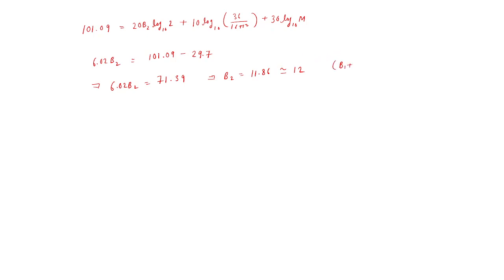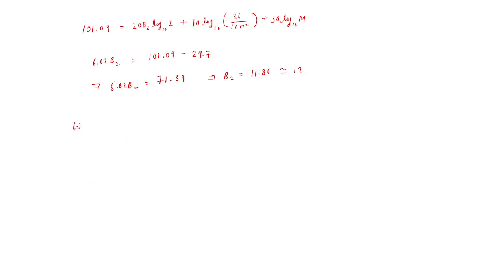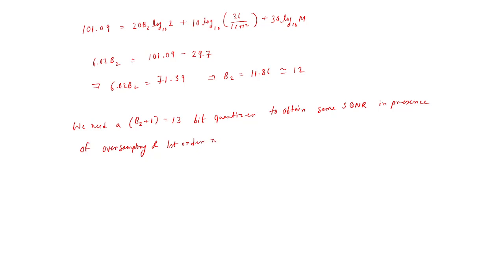So we have B2 to be 12. So we need B2 plus 1, which is equal to 13 bit quantizer to obtain the same SQNR in presence of oversampling and first order noise coloration.